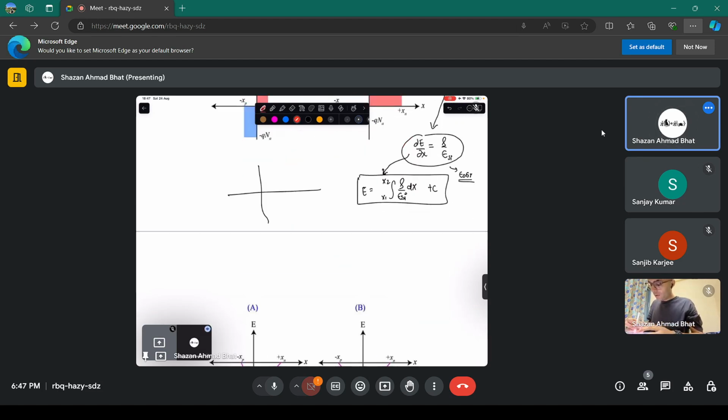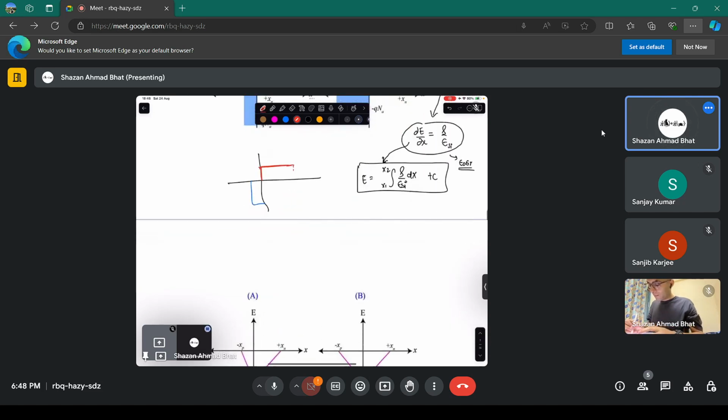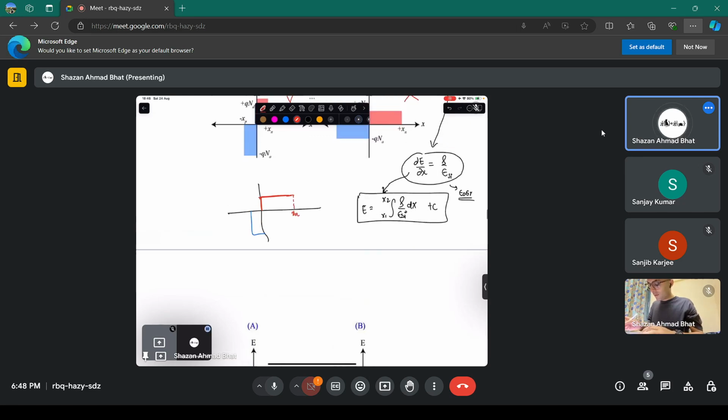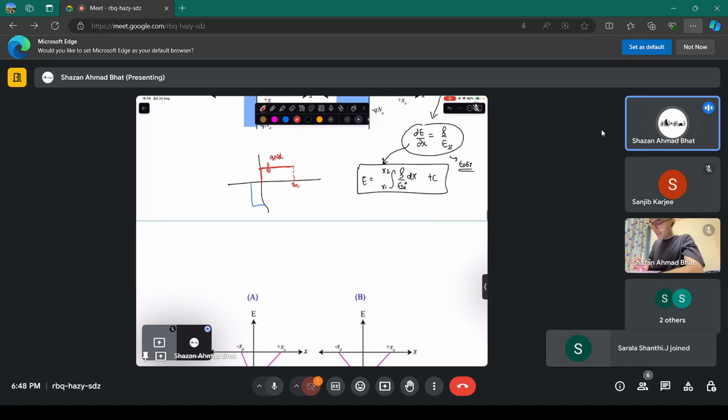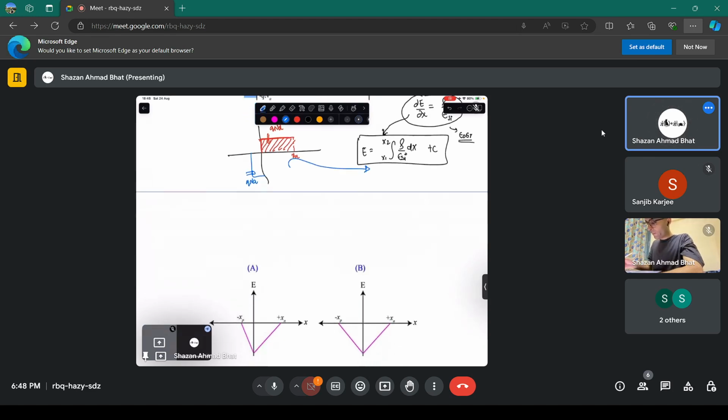You have a function like this, and you have a function like this. This particular function is, let's say, up to xn, and this is q times Nd. And this particular thing is q times Na. Now you need to solve this particular integral in order to get the electric field.